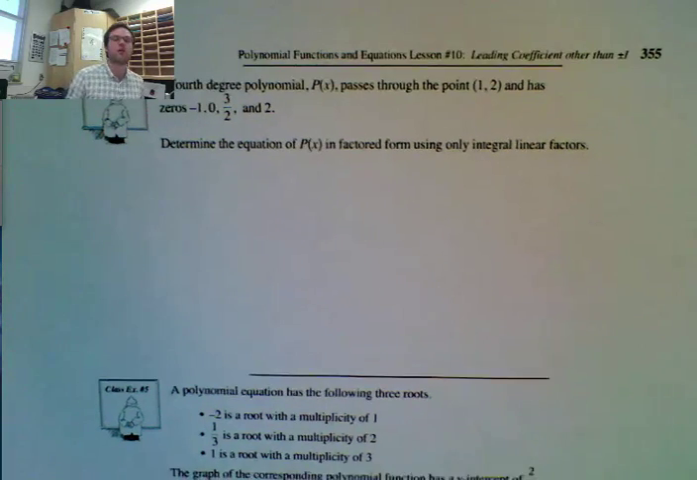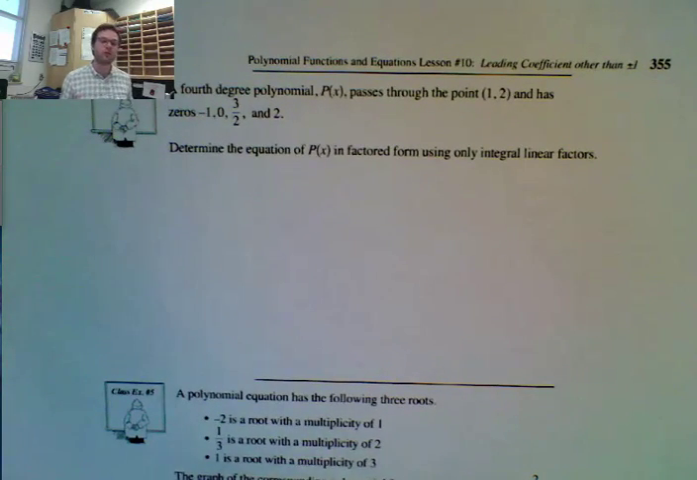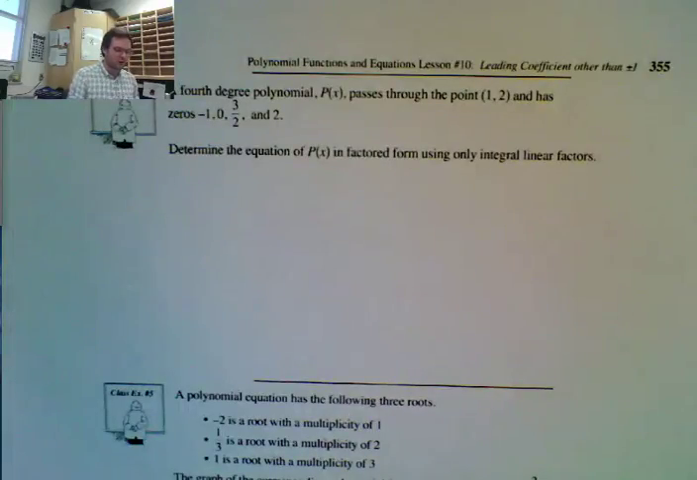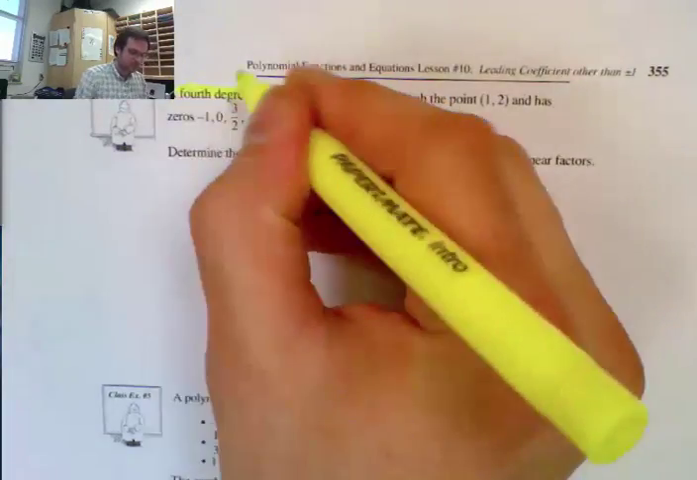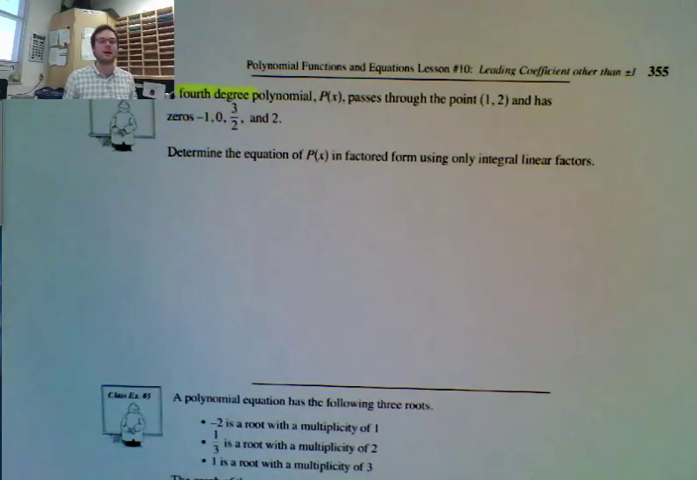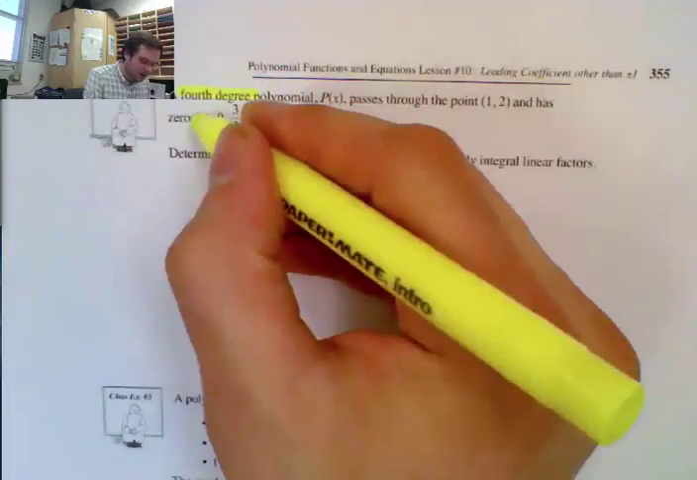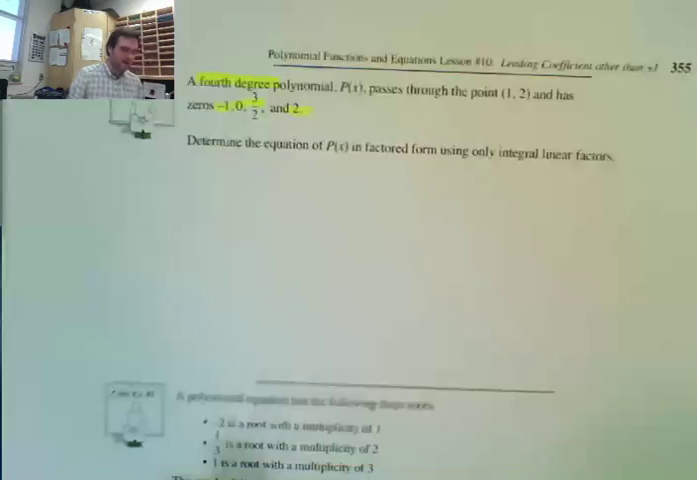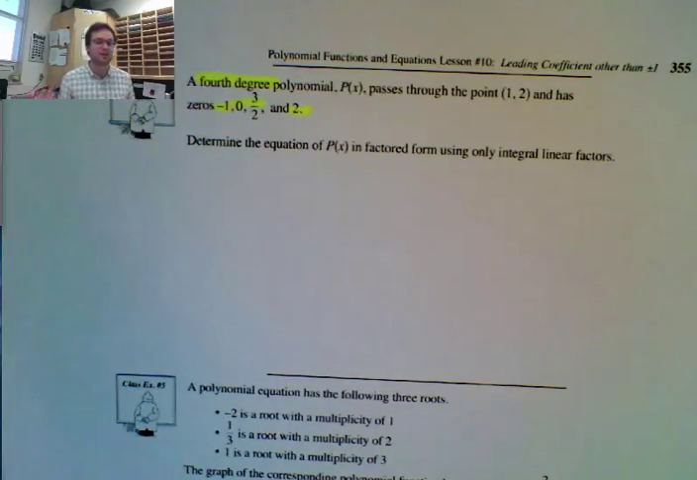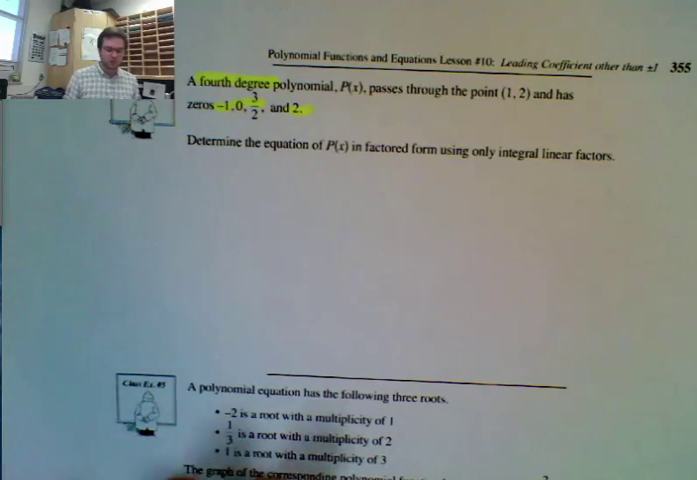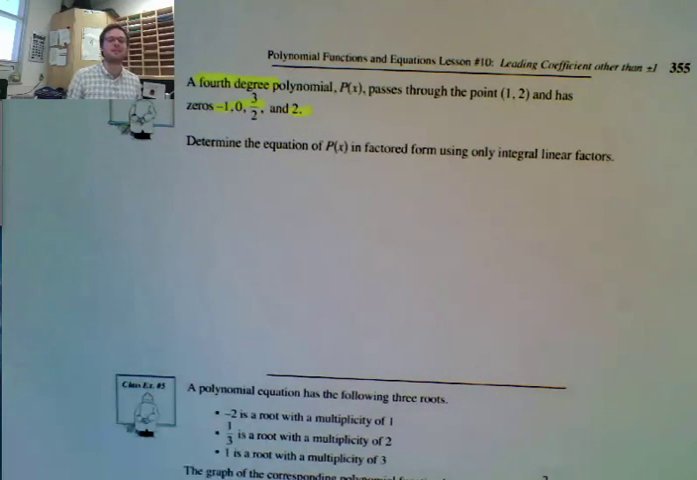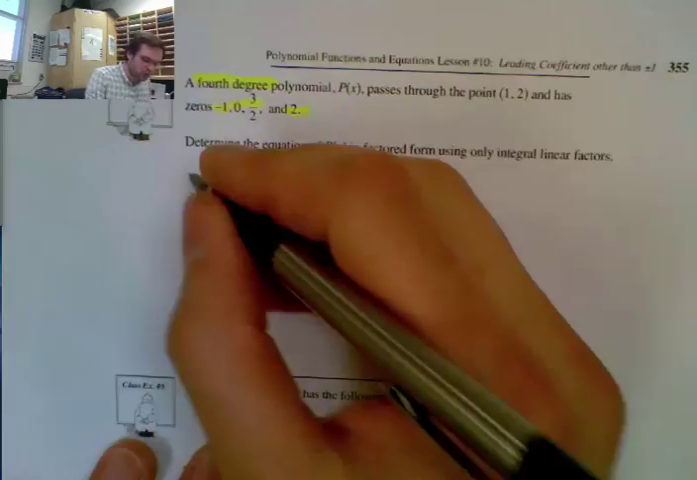So let's take a look at our 4th example here. We have a 4th degree polynomial passing through the point (1, 2), and it has zeros at the following. So we know it's 4th degree, and that means we must have at least 4 factors combined. And we have 1, 2, 3, 4. And since there are exactly 4 different factors, we know that all of these are going to be of degree 1. So each of these has a multiplicity of 1. So that makes this pretty simple.